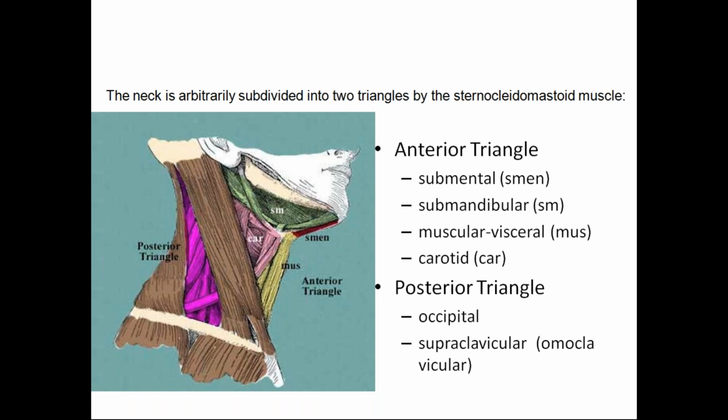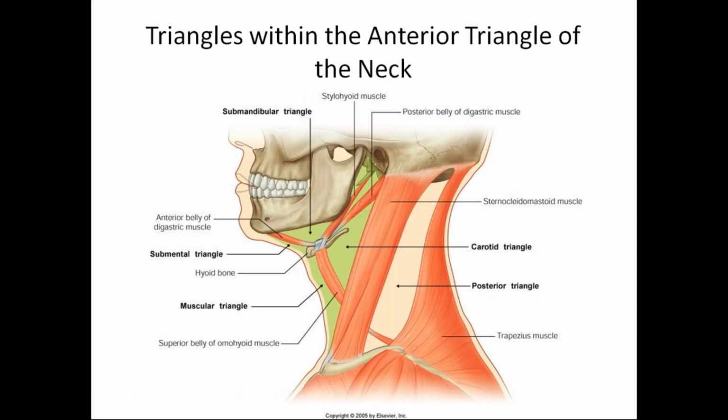The anterior triangle consists of the submental triangle, submandibular triangle, muscular and visceral triangle, and the carotid triangle. Whereas the posterior triangle consists of the occipital and supraclavicular (omoclavicular) triangles. So this is the diagram showing the triangles within the anterior triangle of the neck.